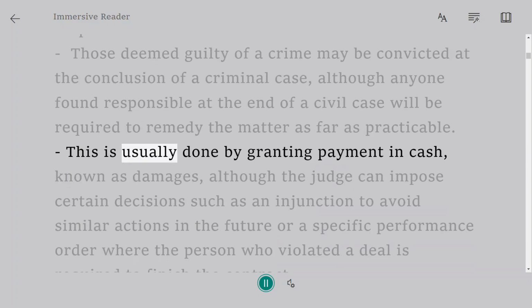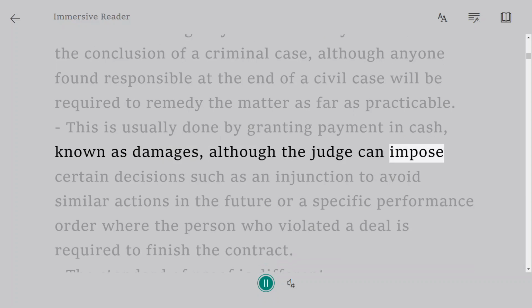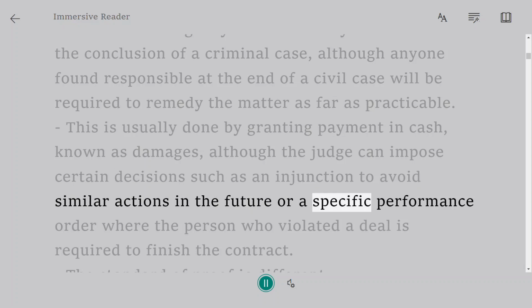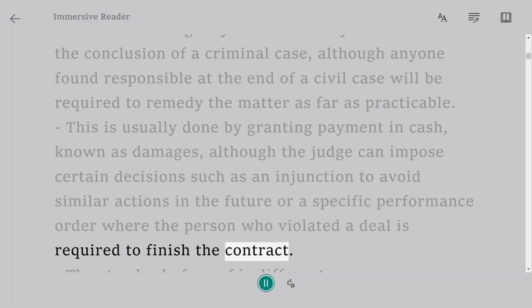This is usually done by awarding payment in cash, known as damages, although the judge can impose certain decisions such as an injunction to avoid similar actions in the future, or a specific performance order where the person who violated a deal is required to finish the contract.